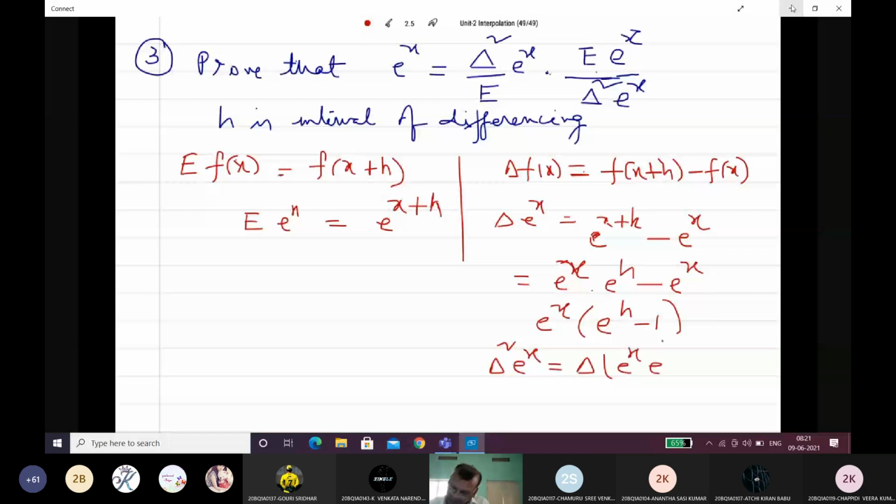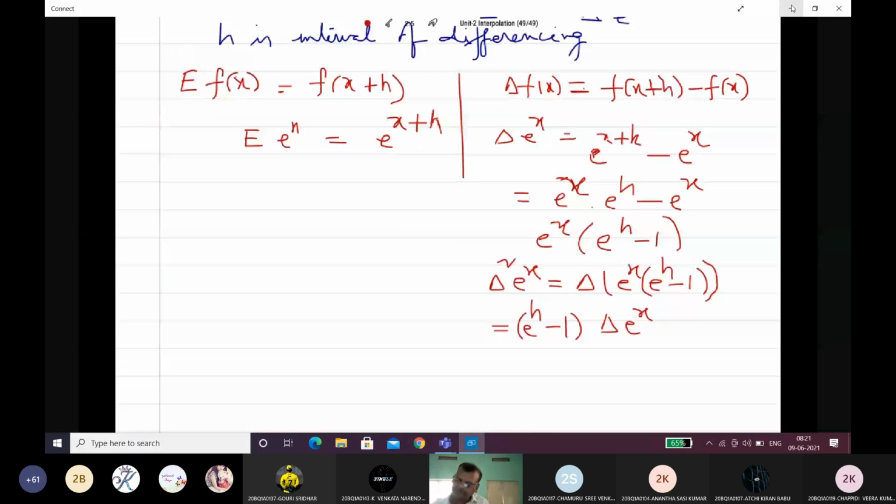Therefore here e power h minus 1 is a constant and delta of e power x. Delta of e power x is equal to, again formula we have to apply this one, e power h minus 1 into e power x into e power h minus 1, using this function again. Now this is nothing but e power x into e power h minus 1 whole square, right?